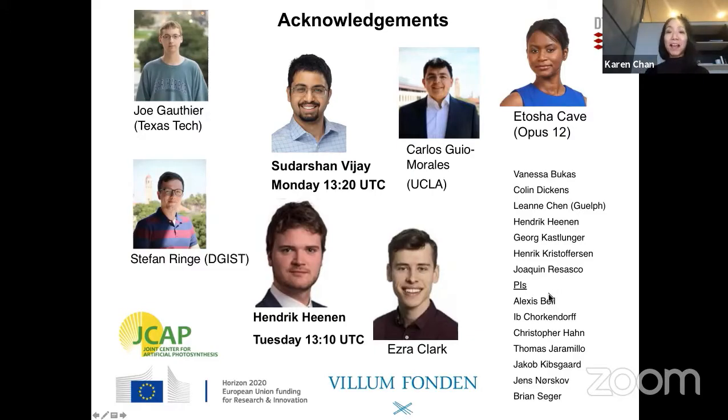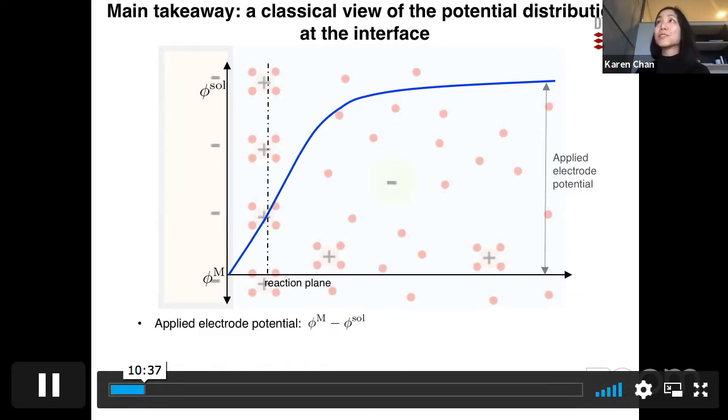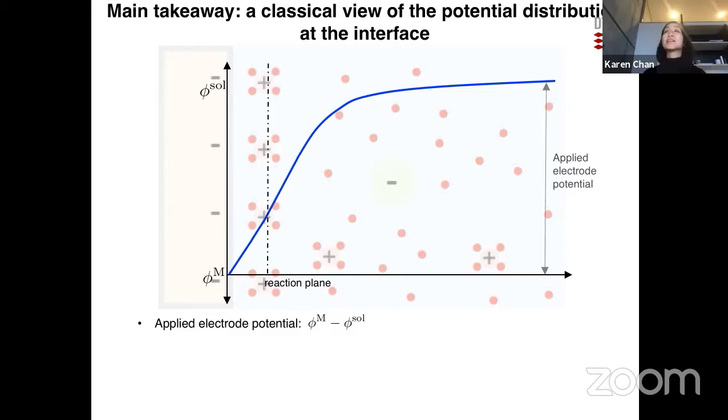And so this here is the main takeaway, and it really is this very classical view of the potential distribution at the interface, where we have basically the metal potential and the distance away from the interface. And so when we apply an electrode potential, we can think of it as applying a potential difference between the metal potential and the bulk solution. Or we can think of it as relative to a reference electrode, but since the difference between the reference and the bulk solution is constant, then we can really think of the applied electrode potential in this way.